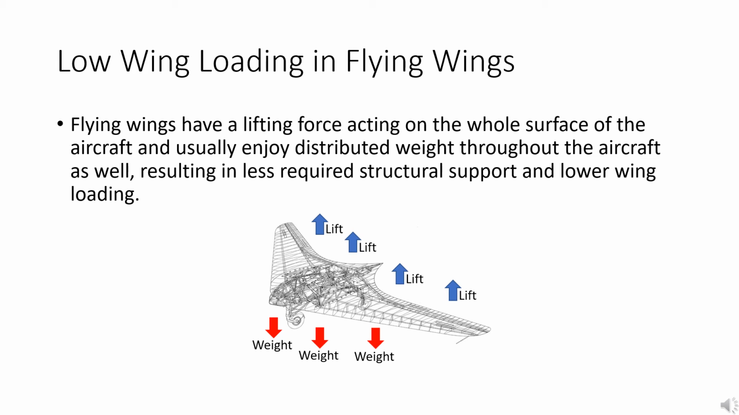Moving on to wing loading. Wing loading is the ratio of the weight of the aircraft over the reference surface area of the wing and describes the weight per unit wing surface area of an aircraft. As shown in the picture, one can see that both the weight and the lift of this flying wing are well distributed across the entire platform, which means that flying wings tend to have low wing loading.